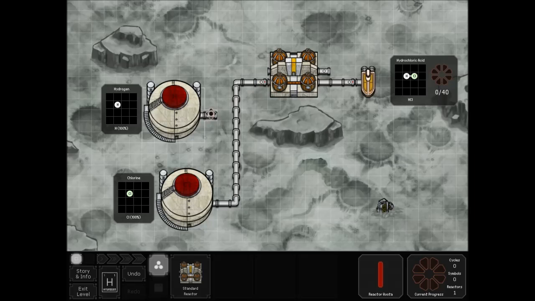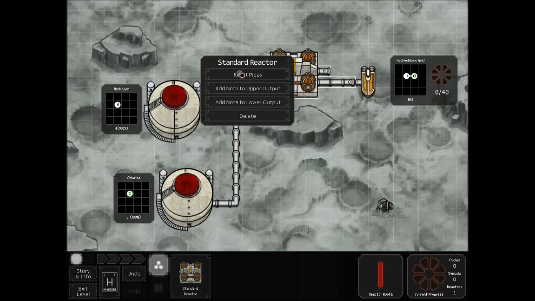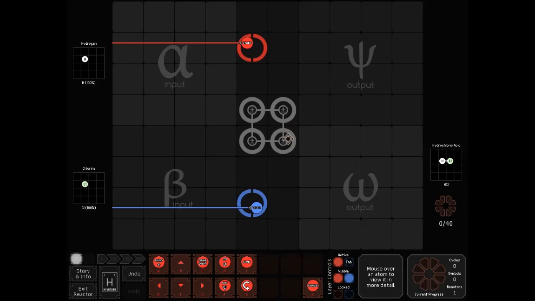There we go, and then this one we take out, and now standard reactor, excellent. How do we do this again? Do we double click? Yes! So now you see we've actually set our inputs. We have hydrogen and chlorine coming in. So we gotta write our little bit of code to actually solve this.